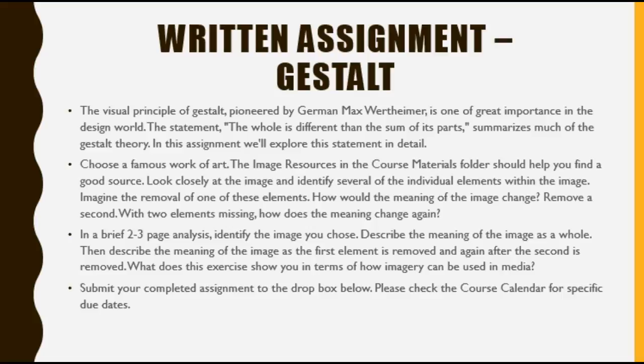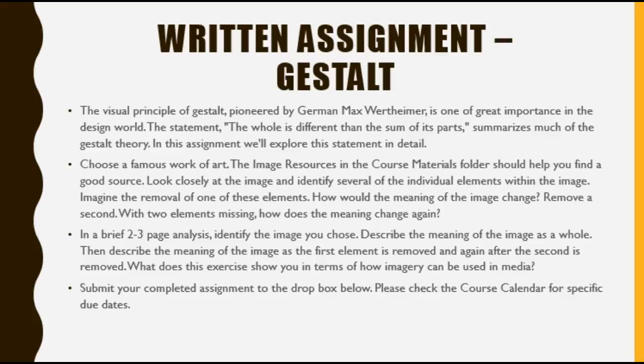detail. So what I want you to do is choose a famous work of art. You can check out the course materials in our course, and you should be able to find a lot of good sources there. Of course, you can just scour the internet and find a famous work of art and use that. Whatever draws you is fine with me. Look closely at the work of art you've chosen and identify several of the individual elements that are present in the image. Then imagine the removal of one of those elements. How would the meaning of the image change? Then remove a second element. With the two elements missing, how does the meaning change again?